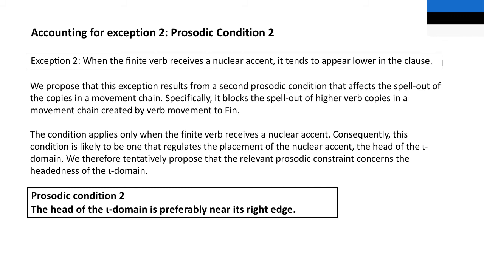Given that this condition applies only when the finite verb receives a nuclear accent, it is likely that it is a condition on the placement of the nuclear accent, that is, the head of the iota domain. We therefore hypothesize that the relevant prosodic constraint concerns the headedness of the iota domain. We propose the following formulation of the second condition. The head of the iota domain is preferably near its right edge.